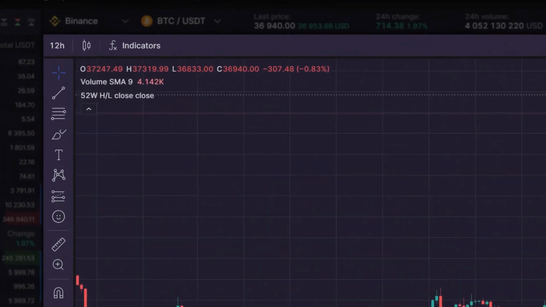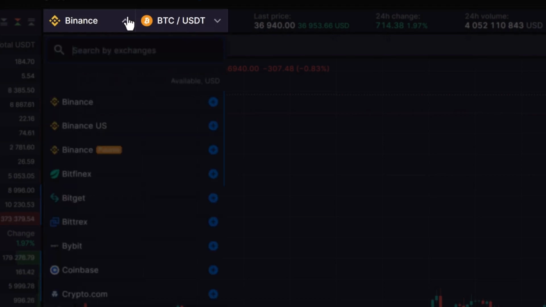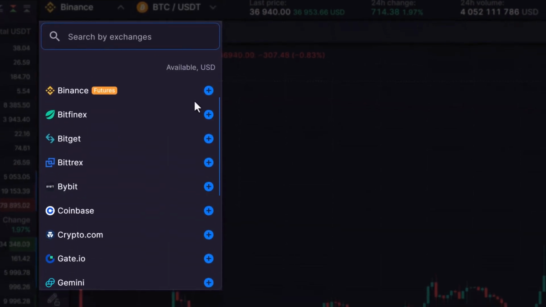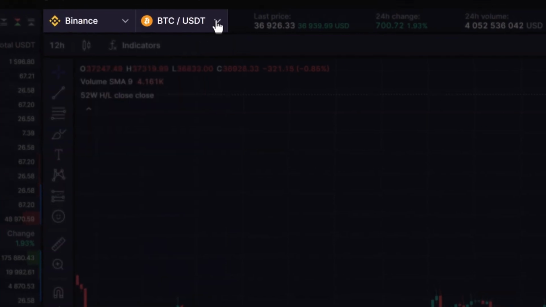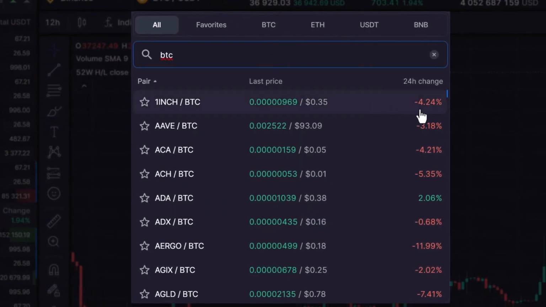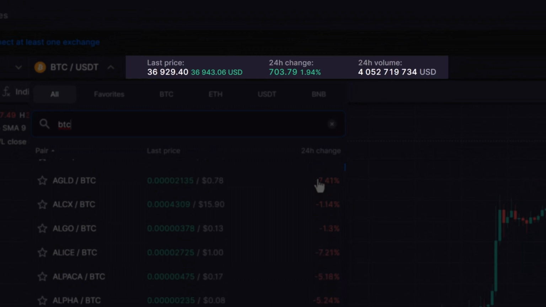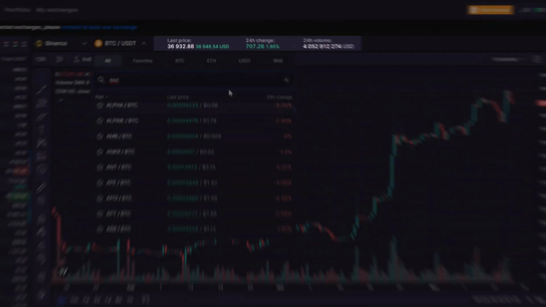Don't miss the trading pair and market information bar. Bitsgap's seamless exchange connectivity allows you to switch between multiple exchanges effortlessly. Choose your pair and get instant insights on the latest price, 24-hour changes, and volumes that outline the market's pulse.